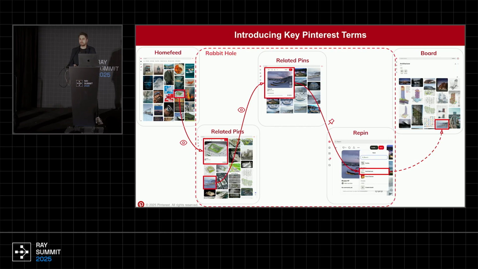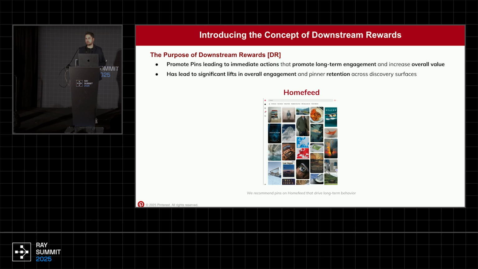The final thing I want to mention, from an engineering point of view, is the term rabbit hole. A rabbit hole is basically the sequence of traversals that the user does across the related pin surface and the actions that they take there, and it has to originate from home feed. This brings us to the concept of downstream rewards. Downstream rewards are basically an effort to serve pins on a home feed that promotes this long-term behavior that drives the users into these rabbit holes.